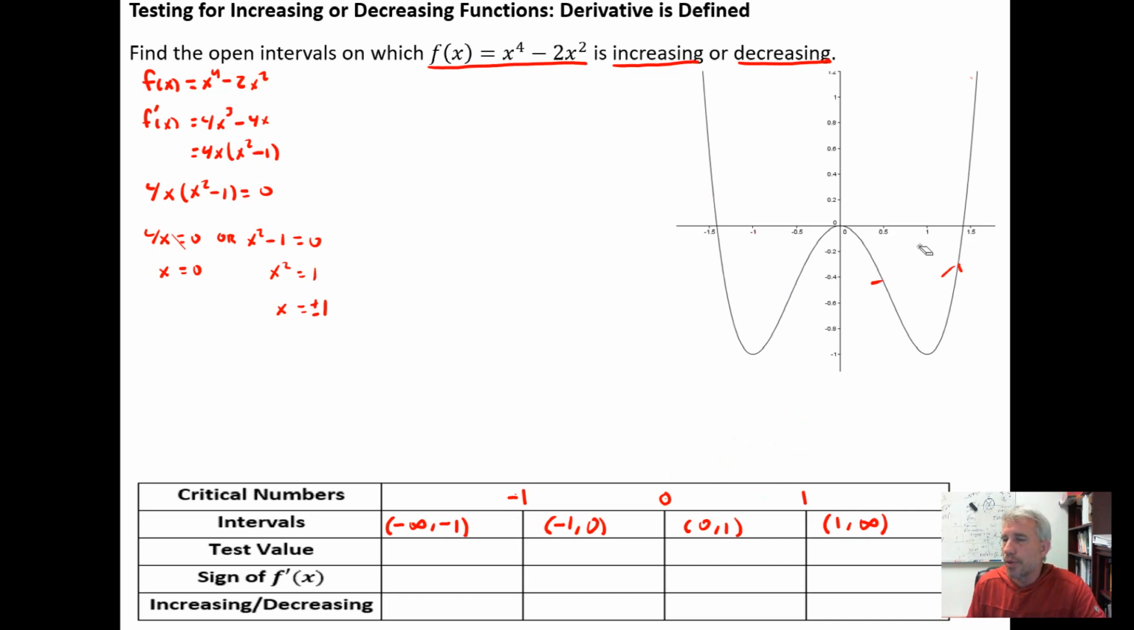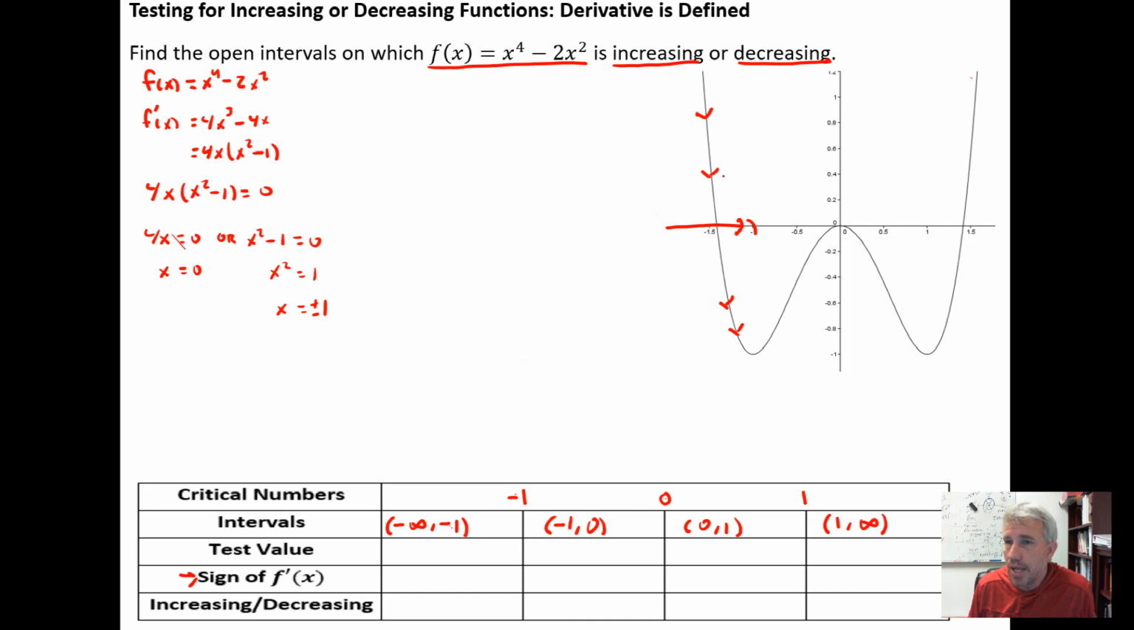So remember, if we're using calculus to test whether a function is increasing or decreasing, and I can see that on the interval from negative infinity to negative 1, as I move from negative infinity towards negative 1, I expect to discover that the function's decreasing. But when we use calculus, we don't need to see the graph. What we need to know is the sign of the derivative.